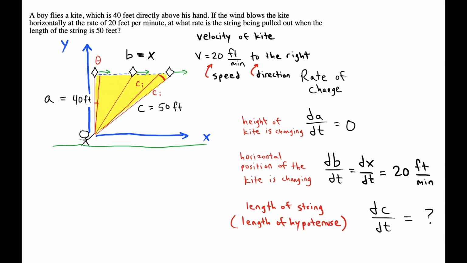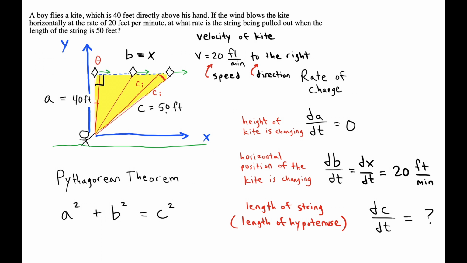And in order to do it, we just want to start with a formula, a geometry formula that's relevant to this situation. That formula is the Pythagorean theorem. It's a formula that's relevant for right triangles, which is what we have here. So let's write the Pythagorean theorem. A squared plus B squared equals C squared. That would always be true in this situation, no matter how long C was.